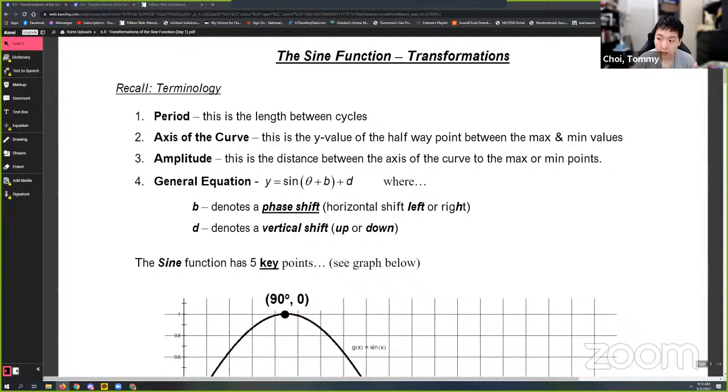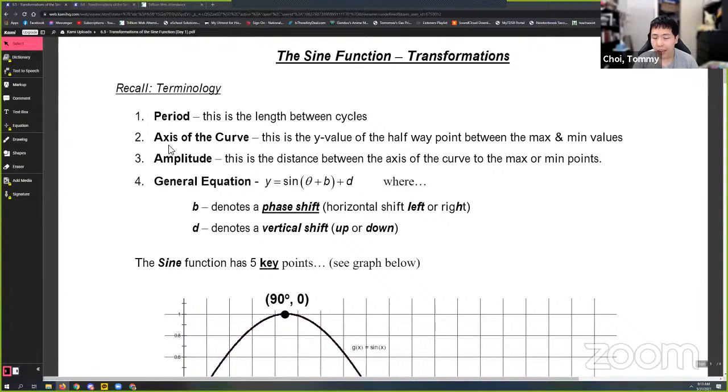So remember, the period is how long it takes to repeat. You look at a section and ask how long is that x? Where does x start and where does x end? That gap is your period. So that's going to be the length between the cycles.